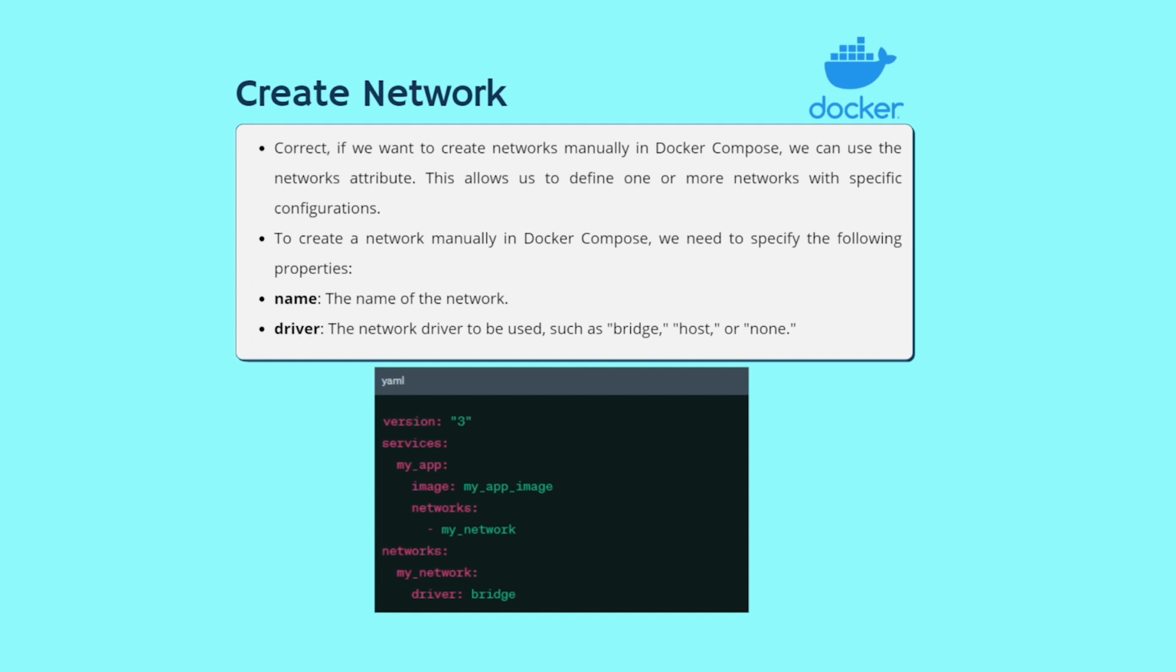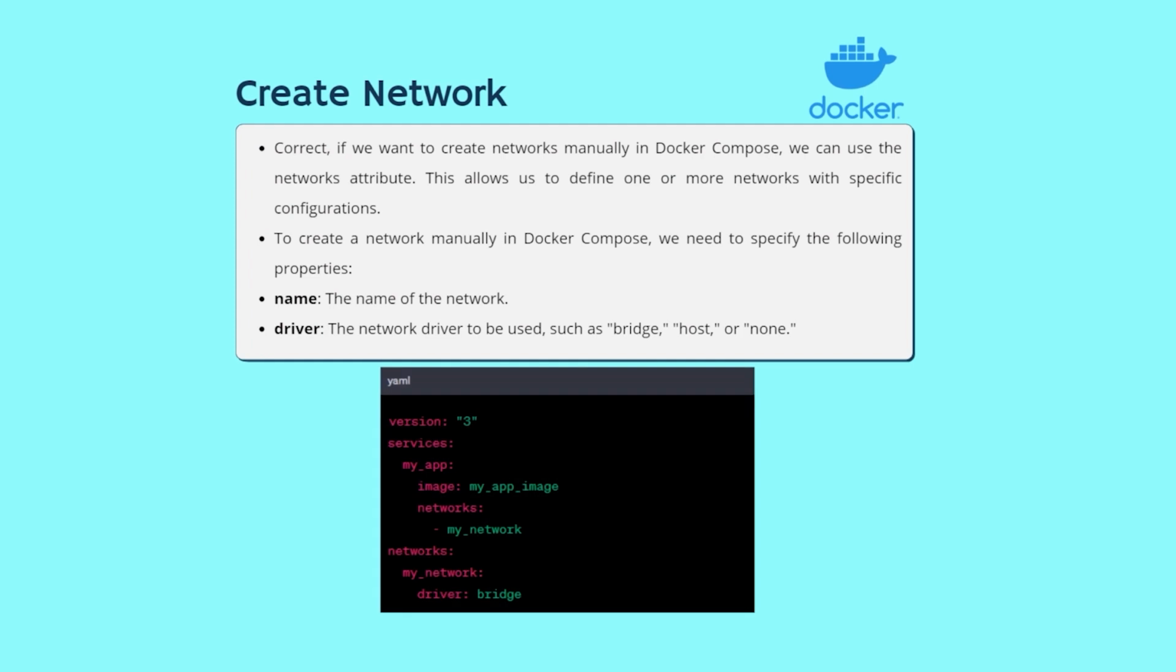Create network. If we want to create networks manually in Docker Compose, we can use the networks attribute. This allows us to define one or more networks with specific configurations. To create a network manually in Docker Compose, we need to specify the following properties. Name, the name of the network. Driver, the network driver to be used, such as bridge, host, or none.